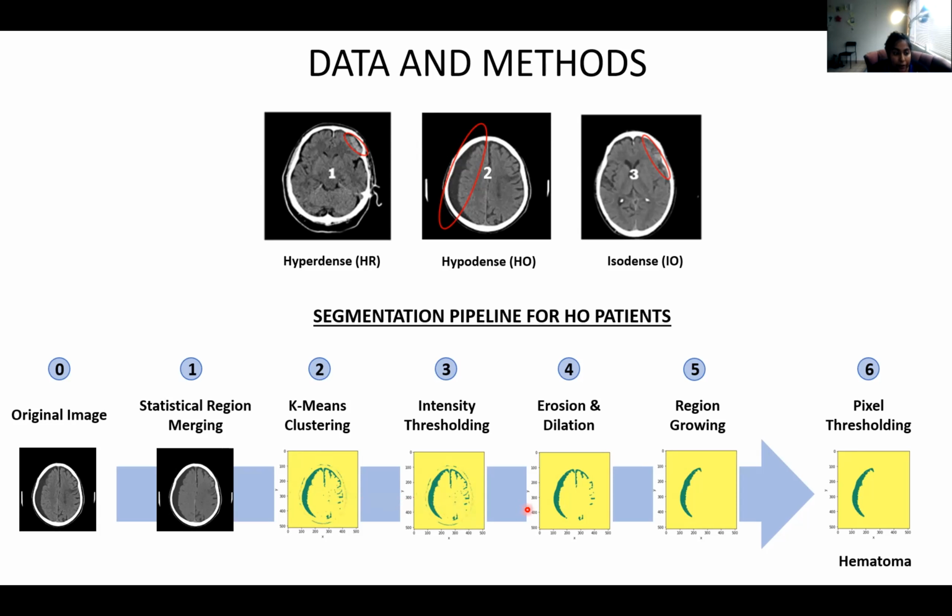This is followed by erosion and dilation to get rid of some of the noise. This is followed by the region growing method that segments out connected structures. Pixel thresholding is then the last step that is used to pick the hematoma cluster, and also spits out the centroid of the hematoma cluster. This is our predicted, or for now, the targeted twist drill placement location.